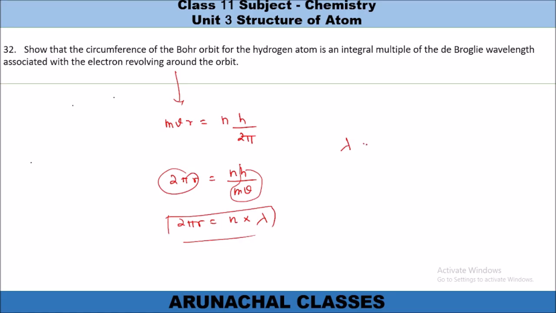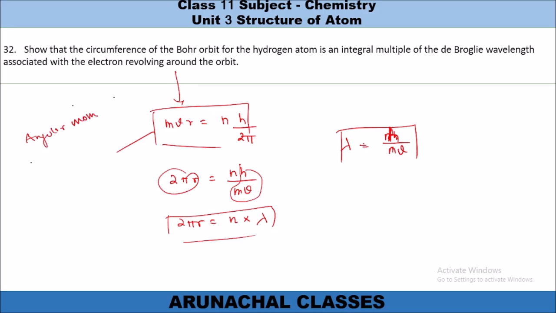So we know that lambda, the de Broglie wavelength, is given as h upon mv, and this particular part, mvr, means here the angular momentum of the electron is calculated by this. So we have shown how the circumference of the Bohr orbit of hydrogen atom is an integral multiple of the de Broglie wavelength, 2 pi r equal to n lambda.